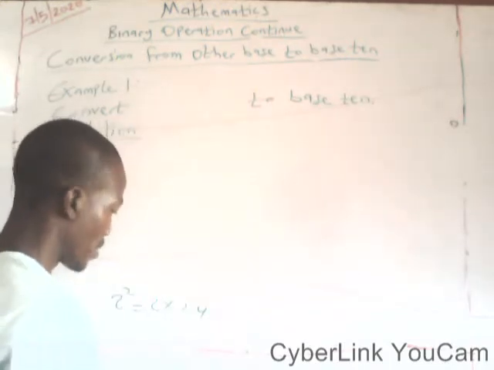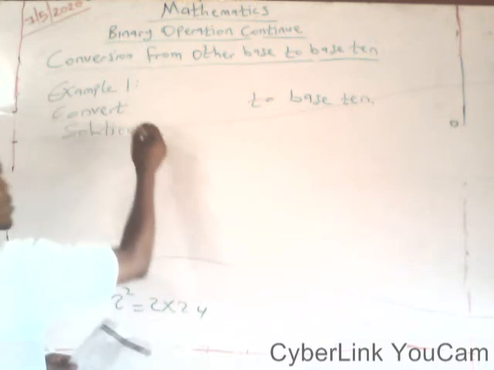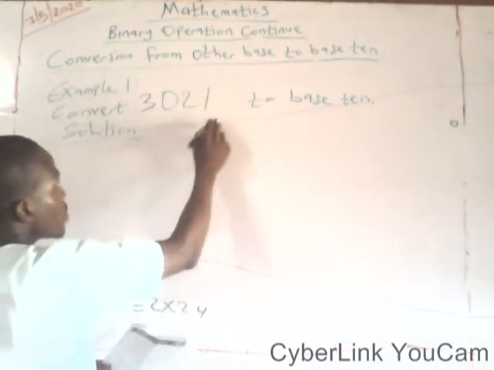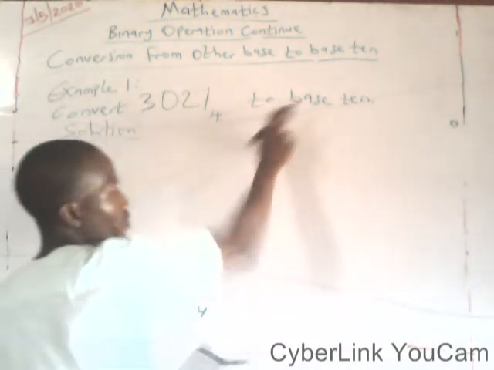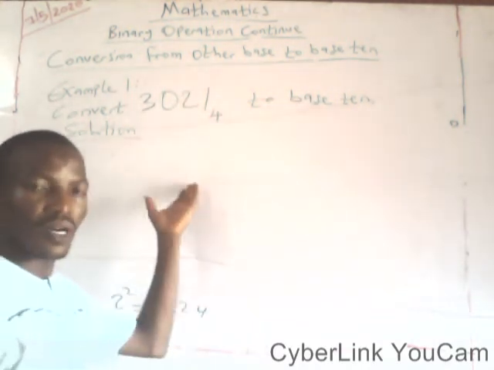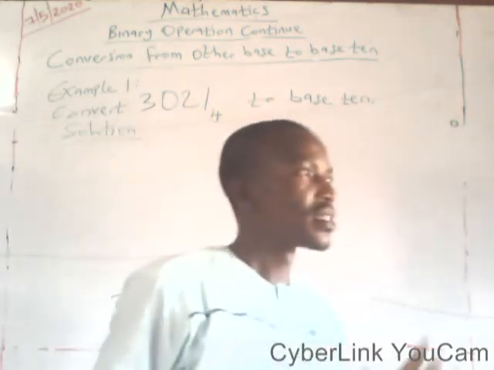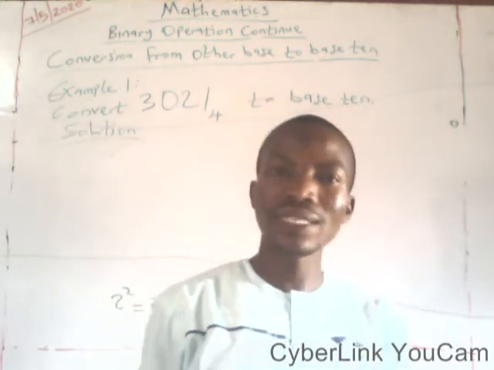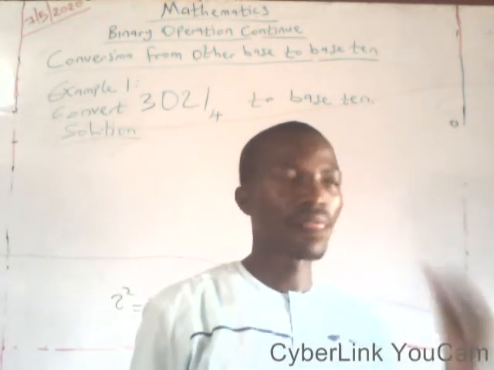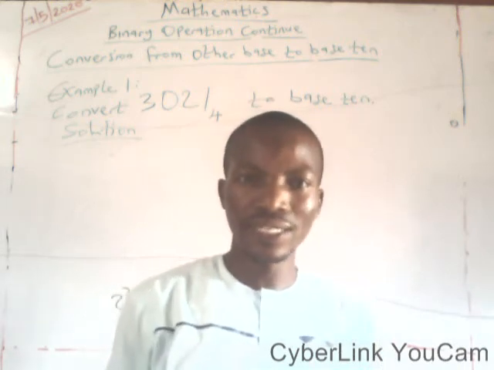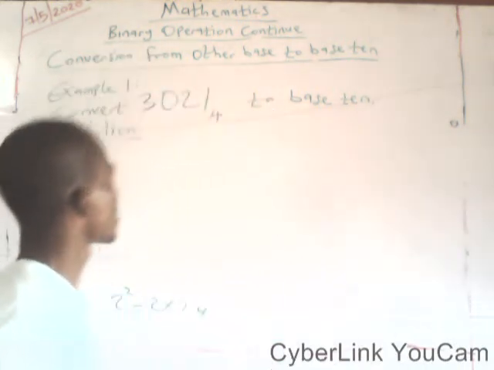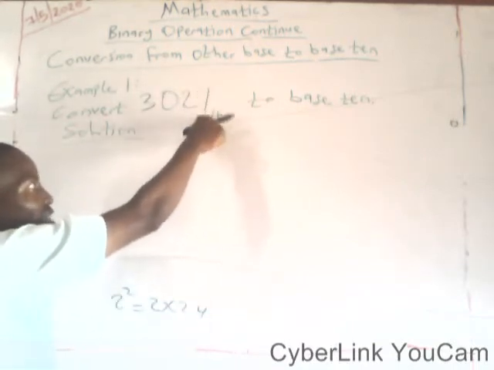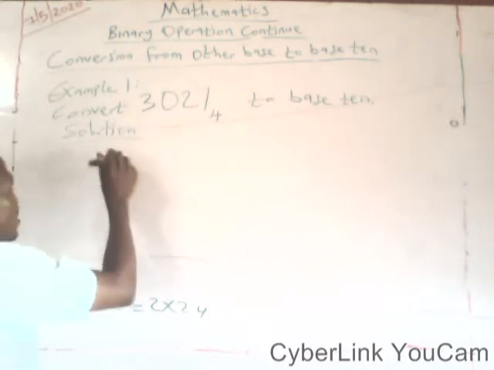The second example says convert 30 21 in base 4 to base 10. How are we going to do this one? The same step that you carried out in the first example is the same step you are also going to carry out here. Forget about whether we have bigger numbers here, you are still going to carry out the same step. Each of these values that we have here, multiply it by the base. That is the first step.